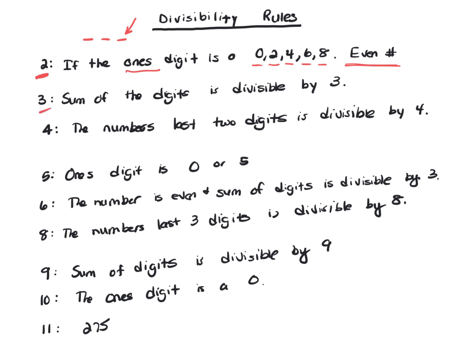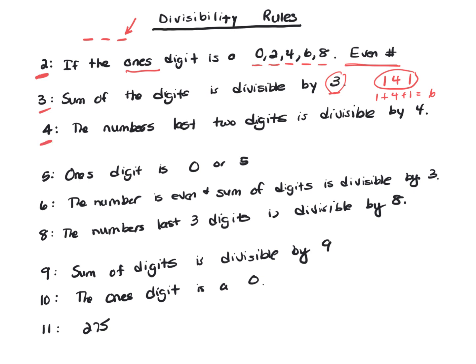Divisibility rule for 3. Sum of the digits is divisible by 3. So if you have the number 141, 1 plus 4 plus 1 is 6. 6 is divisible by 3, so that means that 3 will go into 141 without a remainder.